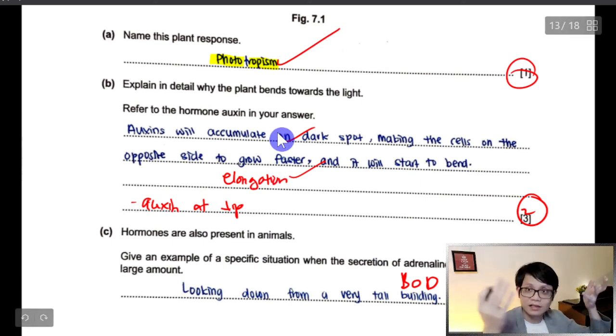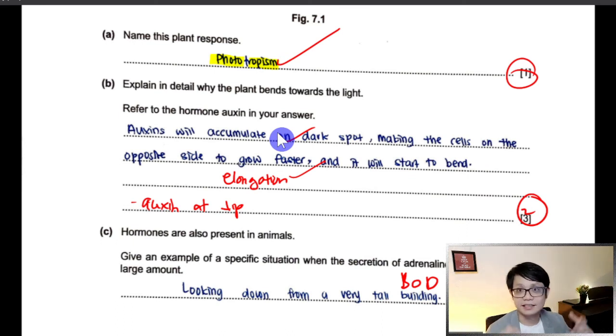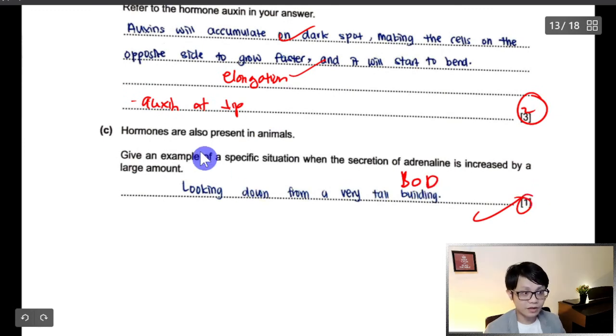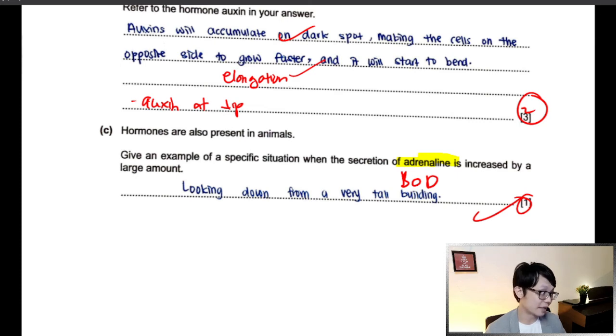Grow faster, elongation. One is becoming longer, one is growing faster. It is still the same thing. And one more part is that oxygen is at the tip of the plant, so the plant will grow due to the tip of the plant, but the student didn't say that, so the student gets 2 marks. Hormones are also present in animals. For example, when adrenaline increases. So looking down from the top of a very tall building, I still give it correct. Usually the answer that I read from the book, or the marking scheme here, says fight or flee, or fight or flight.